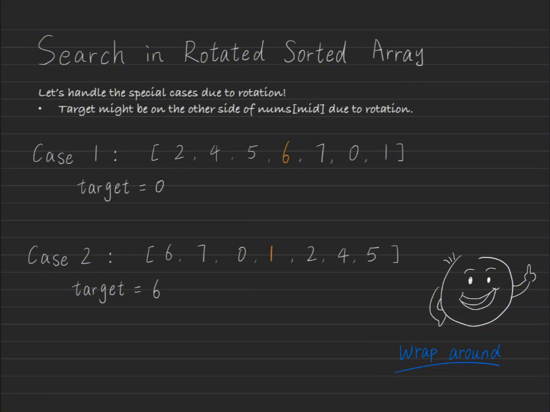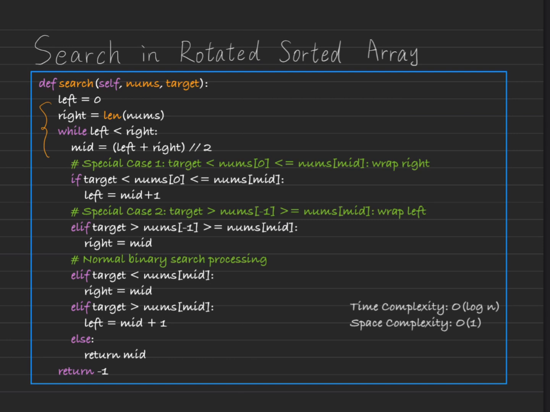Let's put this into code. The setup of the algorithm is still the same, but now we have to handle the special cases first. Case 1 is when target is smaller than nums[0] and smaller than nums[mid]. This means that the target is possibly wrapped to the right, so we go to the right. Case 2 is when target is greater than nums[-1] and greater than nums[mid]. And this means the target is possibly wrapped to the left side. So we go to the left side. And otherwise, we'll proceed with the normal binary search processing.